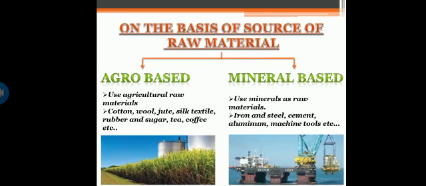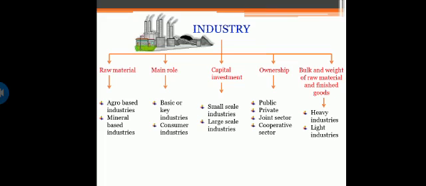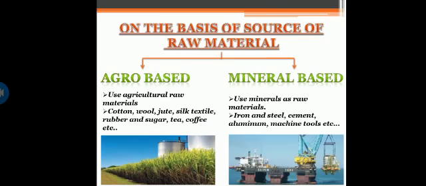On the basis of raw material, as we have seen in the previous slide, they are categorized into agro-based industries and mineral-based industries. So let us first read what agro-based industries are. These industries use agricultural raw materials. You might have purchased chili powder from the market, packed chili powder. What is the raw material there? Red chilies. You might have purchased sugar from the market. The raw material is sugar cane. So these are agro-based industries.